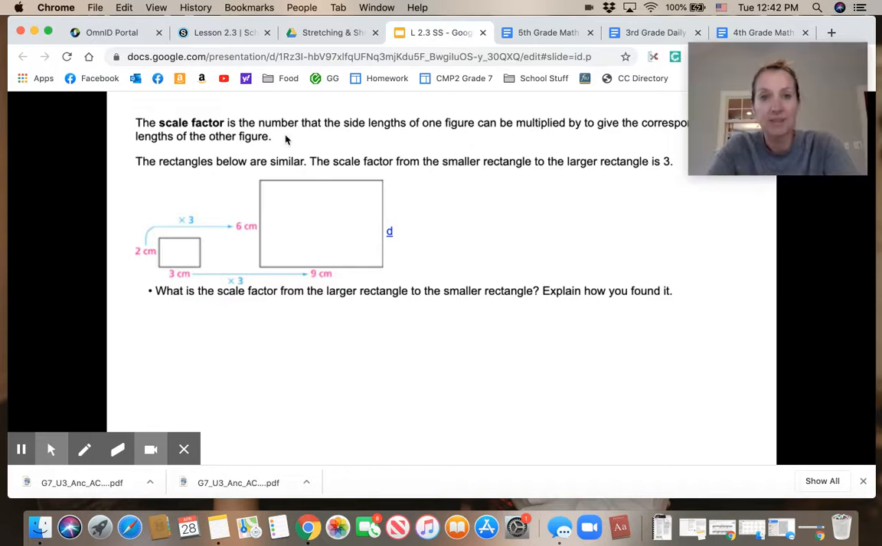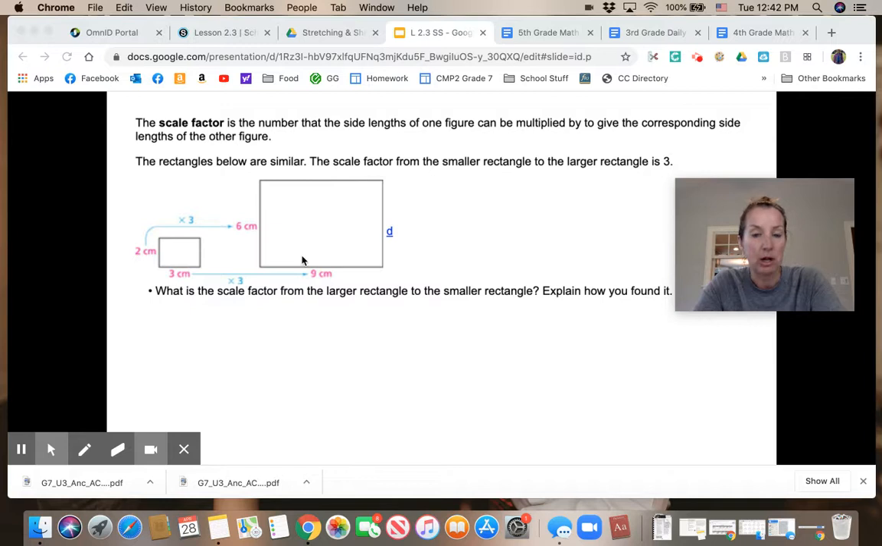So that's called scale factor. The scale factor is the number that the side lengths of one figure can be multiplied by to give the corresponding lengths of the other. The rectangles below are similar. The scale factor from the smaller to the larger is 3. 2 by 3 can become 6 by 9 because you multiply by 3. 2 times 3 is 6, and 3 times 3 is 9.